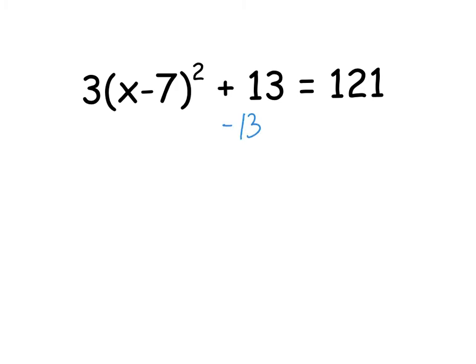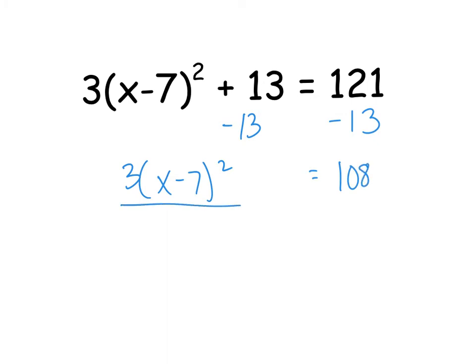So I'm going to subtract 13 from both sides first. And I get 3 times the quantity x minus 7 squared equals 108. Then I'm going to divide by 3. It's tempting to want to square root first, but we want to undo the multiplying, and then we can undo the squaring. So we get x minus 7 squared equals 108 divided by 3, which is 36.